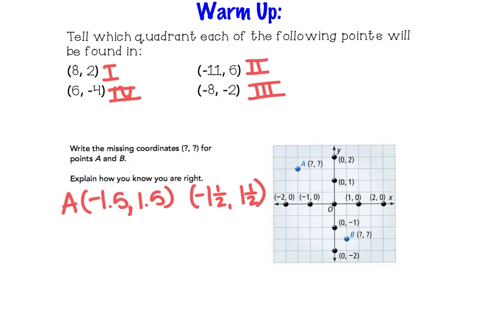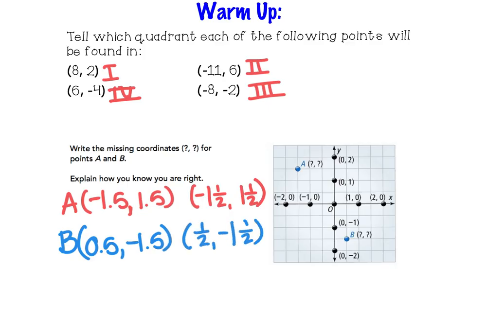Miles, go ahead and take point B. 0.5, -1.5. 0.5, -1.5, or 1/2, -1.5 would have worked there. Very good. Questions on any of those?